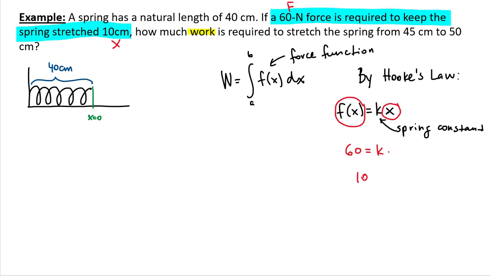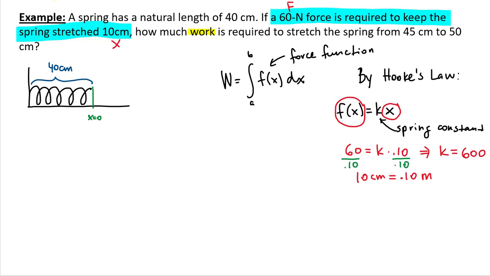But remember that in Hooke's law, displacement x should be expressed in meters. So first I have to convert it to meters. 10 centimeters is 1/10 of a meter, so it's 0.10, or 0.1 meters, either way. So 60 equals K times 0.10. Then I divide the left and right sides by 0.10, and I find that K equals 600. So the spring constant for this specific spring is 600.